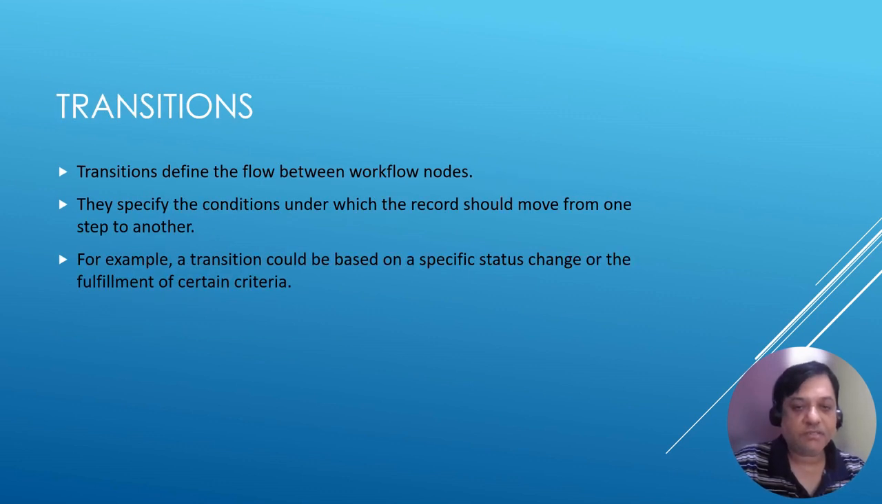The transitions define the flow between the workflow nodes. They specify the condition under which the record should move from one step to another. So the conditions can be like, if the approval is provided by the manager, then it should go ahead. And if it is rejected, then it should go somewhere else. This is an example that can be based on the status change or the fulfillment of certain criteria, as we discussed, the approval or the rejection.